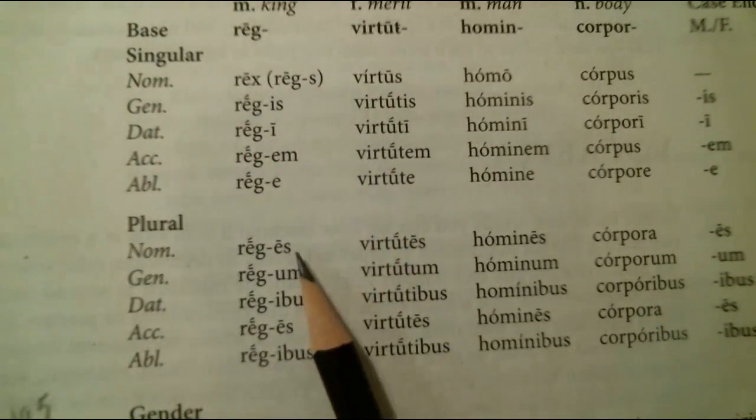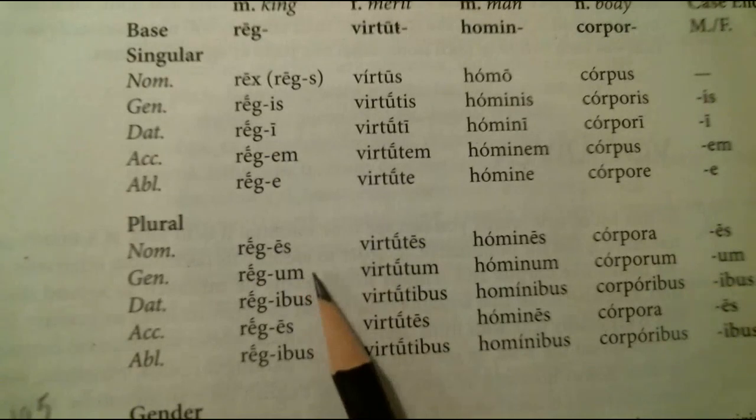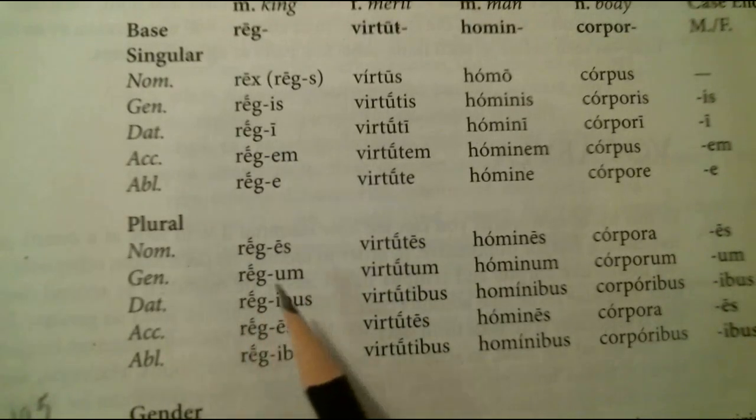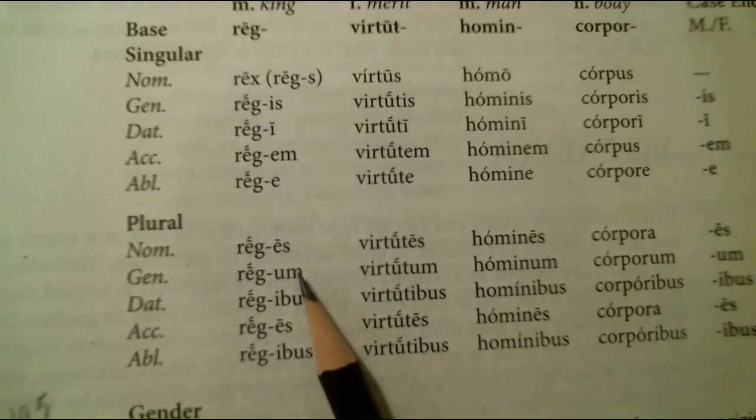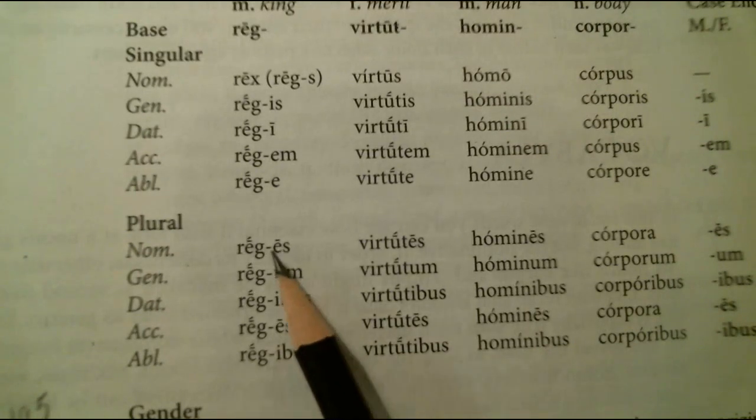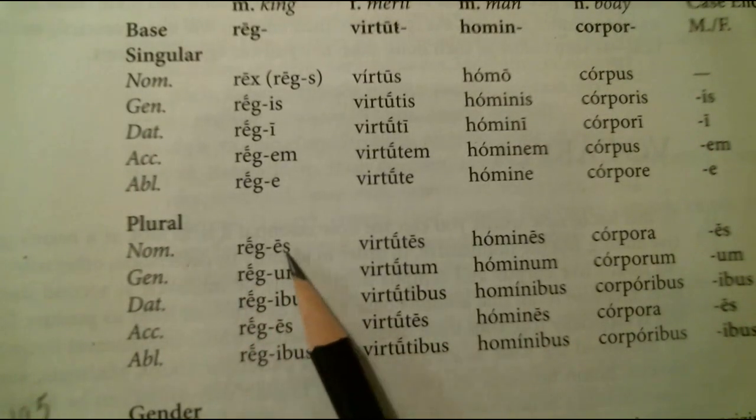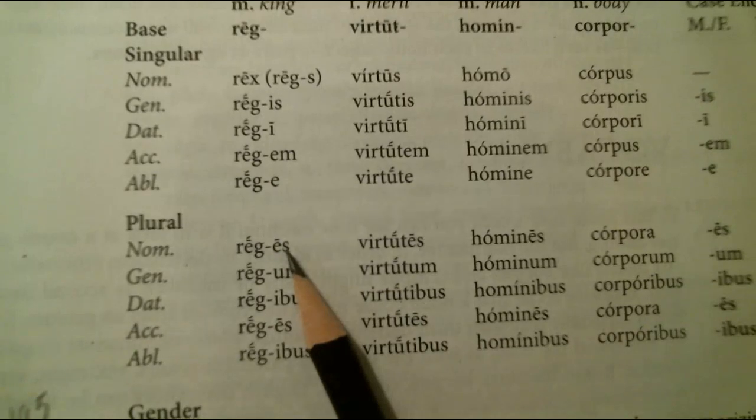All right, and then you have your plural endings here. Es. Okay, notice your genitive is a little different there. We're used to seeing orum or arum, right? Here you just have um. So that is your genitive plural, of the kings, right? And reges, this would be your nominative subject plural. The kings are doing something, right?